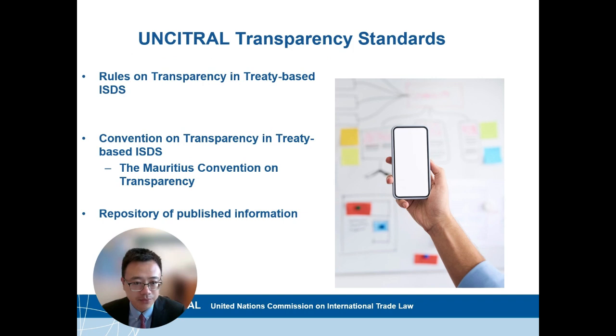The third component is a repository. The repository of published information was established and envisaged under Article 8 of the Rules on Transparency. Pursuant to General Assembly Resolution 68/106 of December 16, 2013, the UNCITRAL Secretariat, on behalf of the Secretary-General of the United Nations, fulfills the role as the repository.